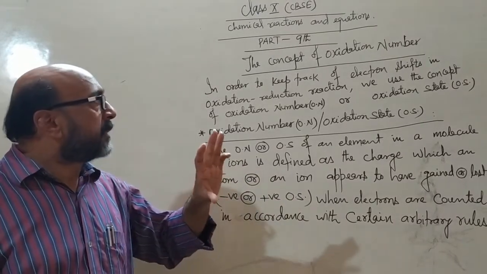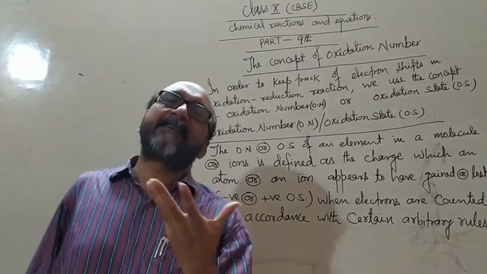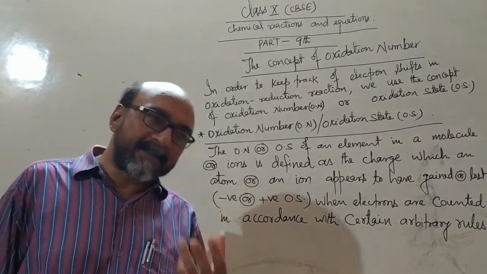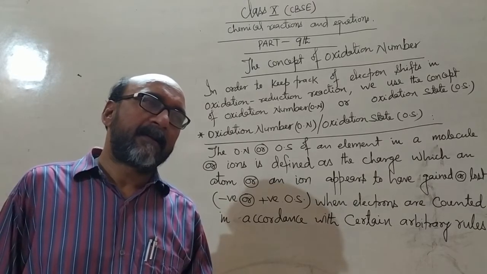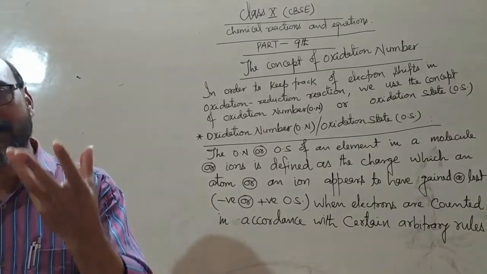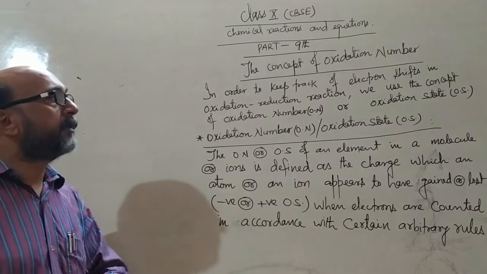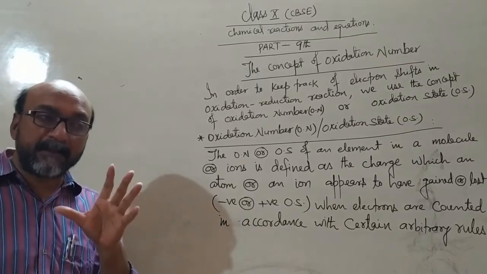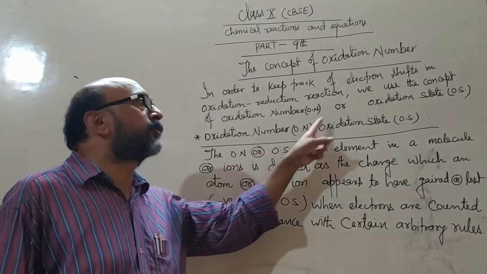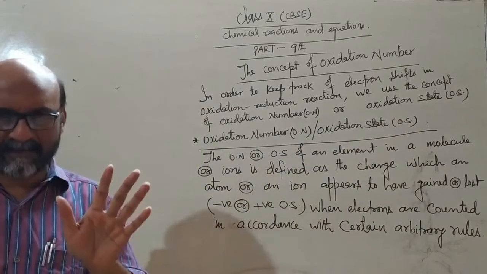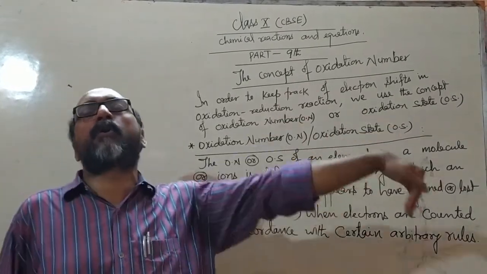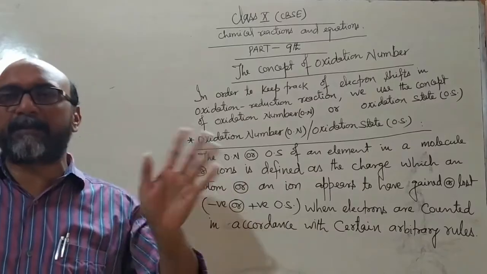The electron shift or loss or gain of electron can be understood by having the concept of oxidation number or oxidation state. Therefore, we should define this very important term of this topic, oxidation number or oxidation state. There is no difference. You can use either oxidation number or oxidation state. There is no difference between these two terms.